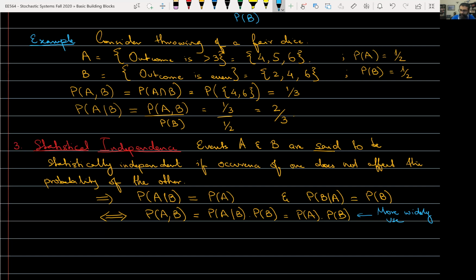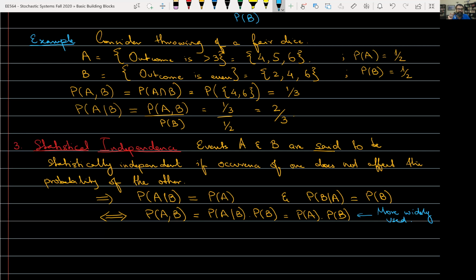And this is something that people often start out with, which is: two events are statistically independent if the joint probability of those two events is equal to the product of the probabilities of those two events. If that's satisfied, then we say that those two events are statistically independent. Okay?